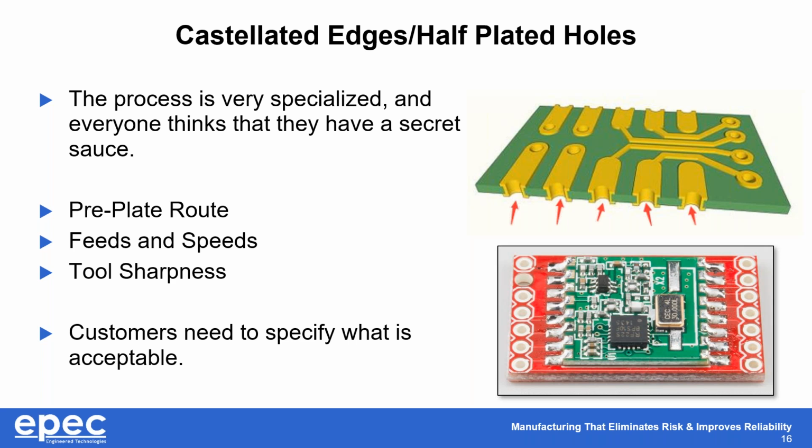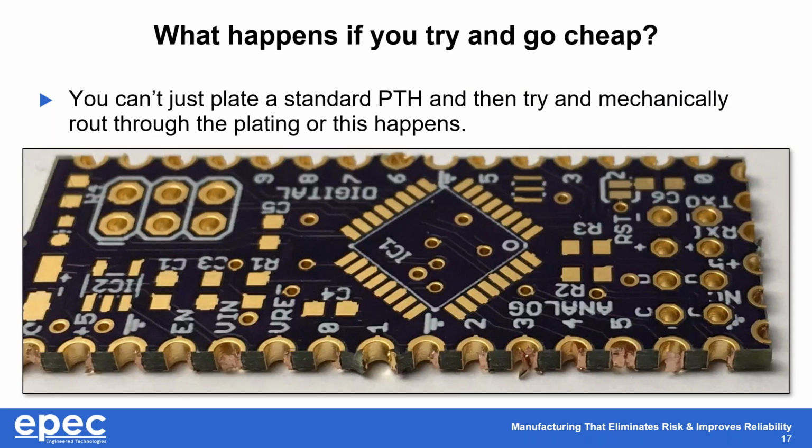But it's really important to make sure a customer specifies what is acceptable, because while it seems like it shouldn't be that difficult, it really is pretty difficult to get the features the way a customer wants. Everybody has seen something like this if you've worked with these half-plated holes. Traditionally everybody thinks, oh, it's a half-plated hole, so I just put plated through holes all throughout the outside of this board, and then I just run a standard router bit through the whole thing.